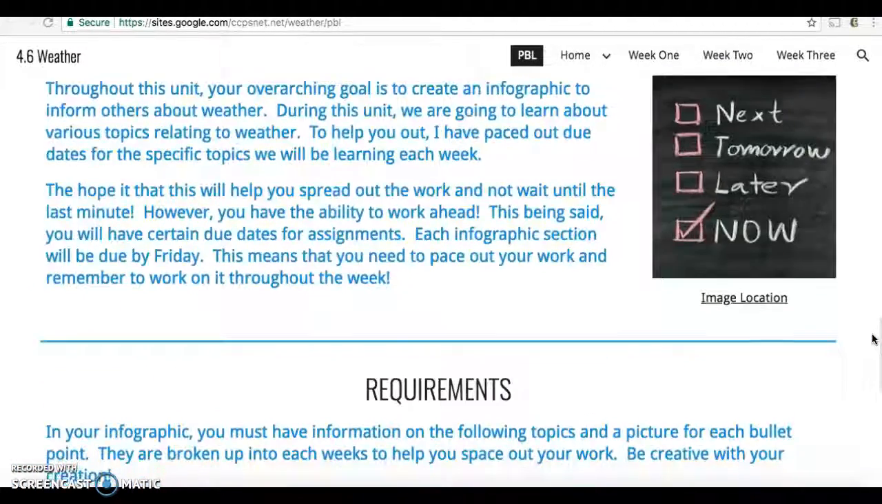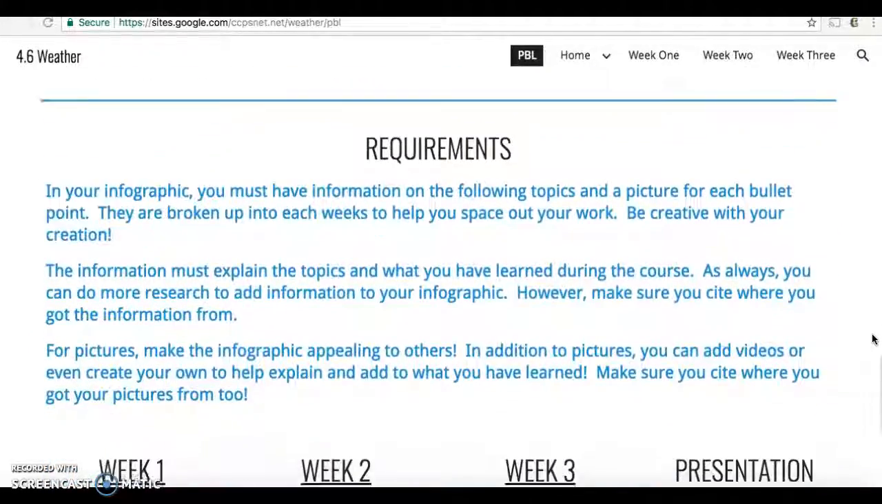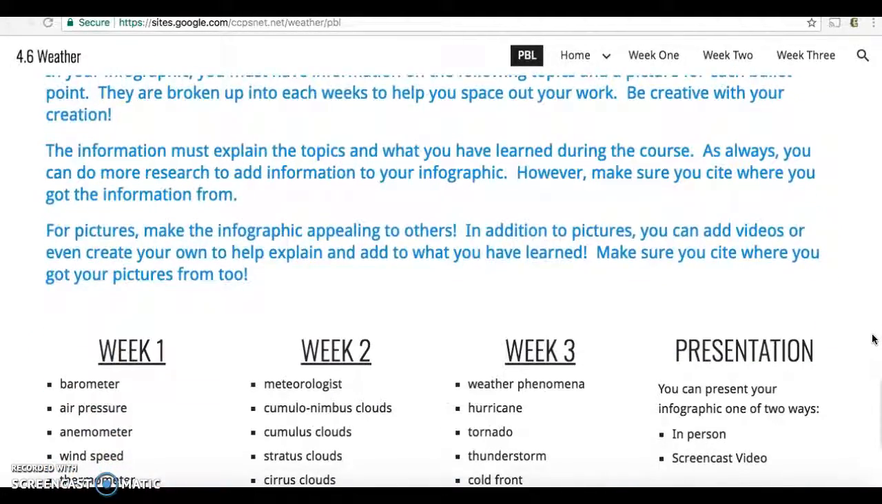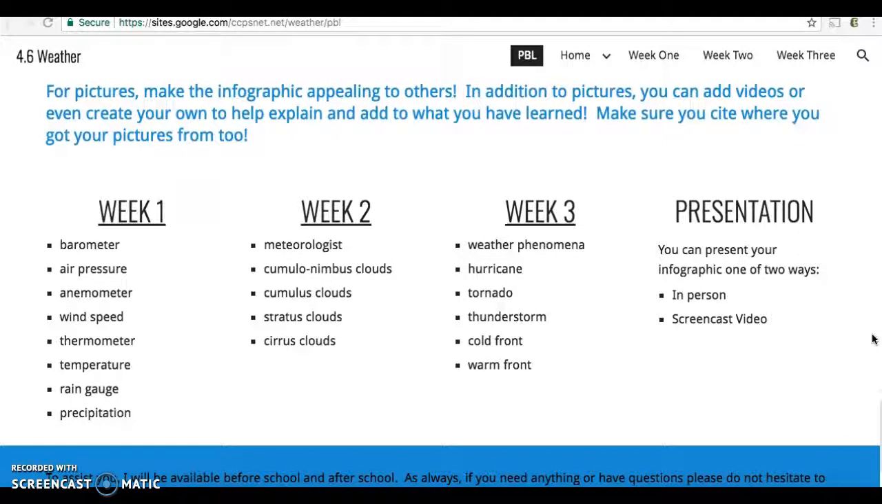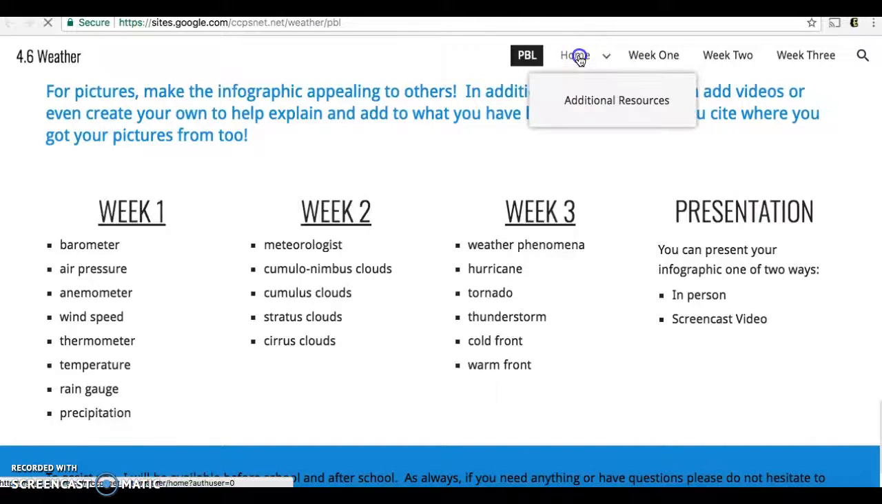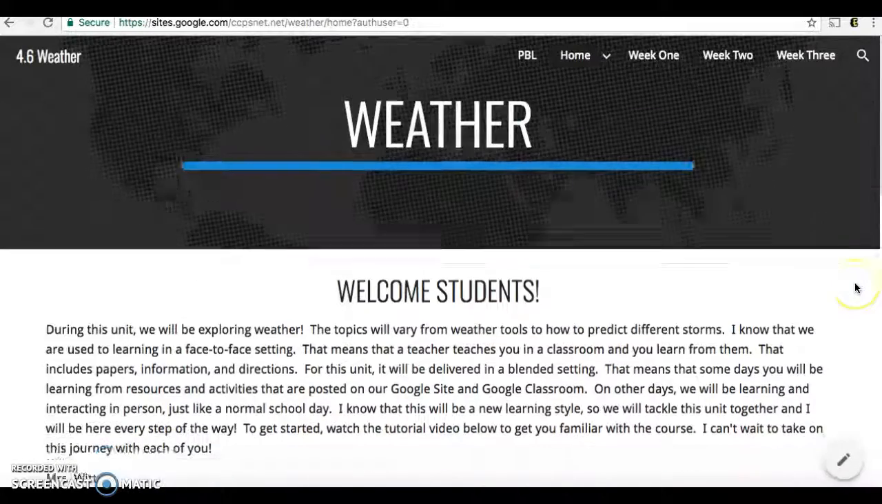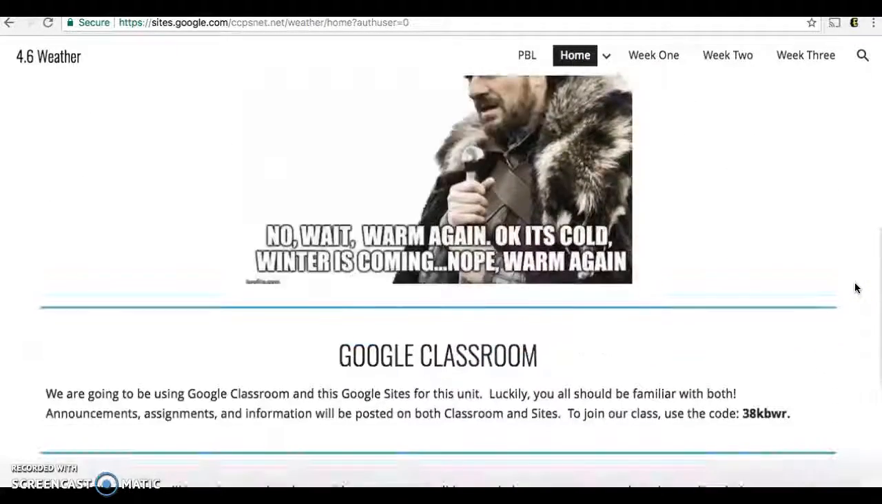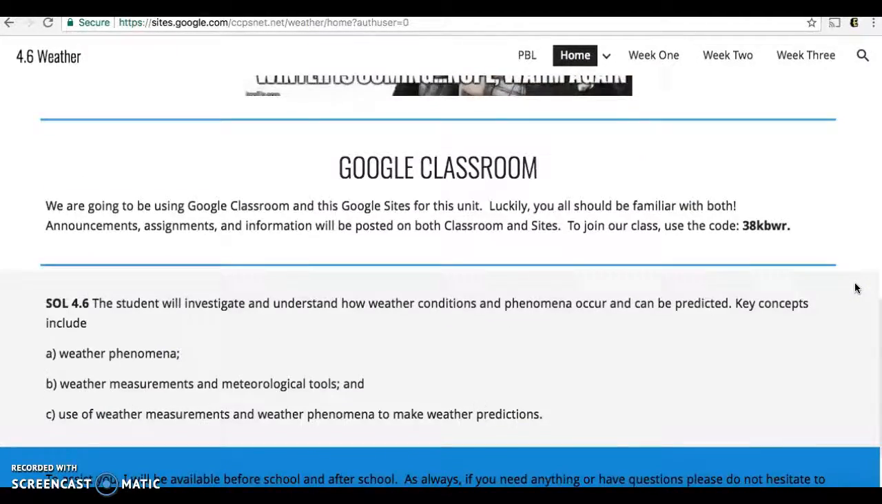along with details of what they're expected to do and their requirements. And then also it includes what they need to have for their infographic, which was due every 5th day. So week 1, week 2, week 3, and then their presentation options. The home page gives the students and the parents a welcome, and it kind of introduces how we'll be learning it, what the standards are, and where they can also access more information.